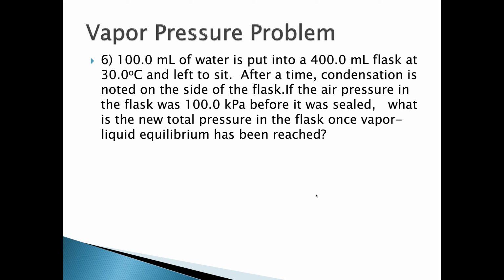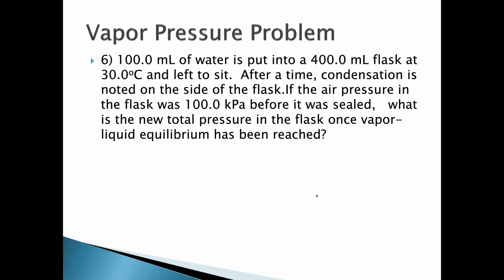Okay, so we're going to put the water in the flask and we're going to seal it up. We're going to put a rubber stopper on the top of it at 30 degrees Celsius. And after a time, we notice condensation on the side of the flask. Now, if the air pressure in the flask was 100 kilopascals before it was sealed, what will the new total pressure be once you reach vapor-liquid equilibrium?